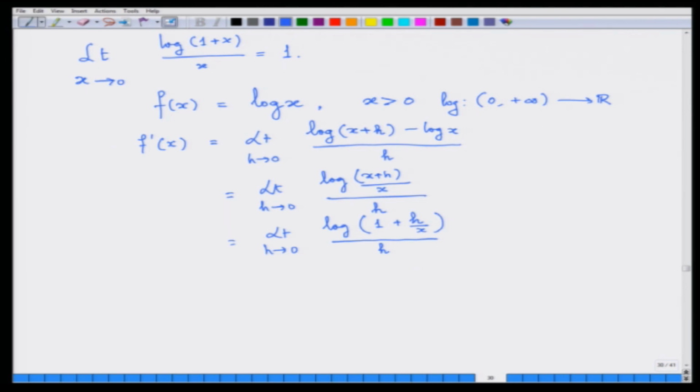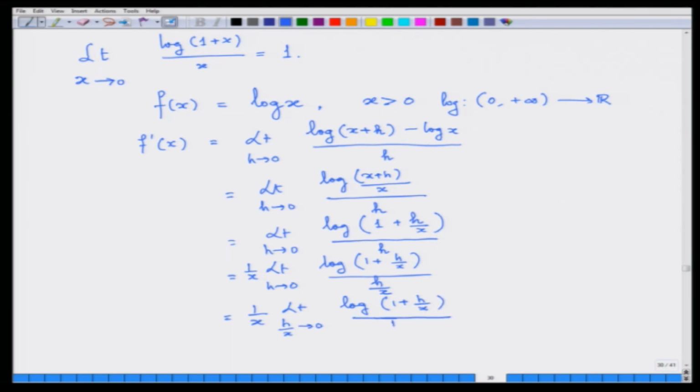Now, here I have the term h by x, so I will multiply top and bottom by 1 by x. So, I will have limit h tends to 0, 1 by x multiplied at the top, which can be brought out because it is just a constant. Now, observe that when h is going to 0 and x is a fixed positive number, h by x also goes to 0. So, this is the same as 1 by x times limit of h by x going to 0 of log(1 + h/x) divided by h/x, and that is known to be 1. So, ultimately we have 1 by x. This is a very useful way to obtain the limit.